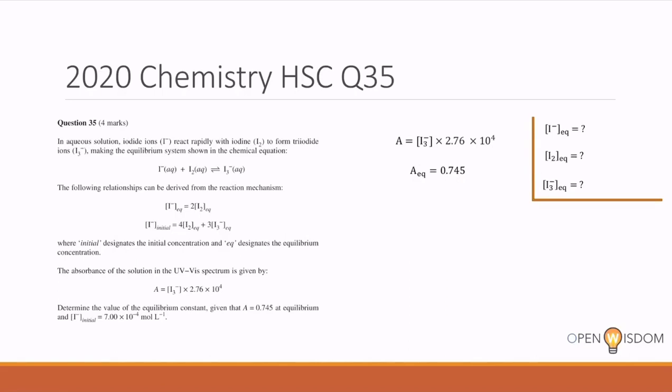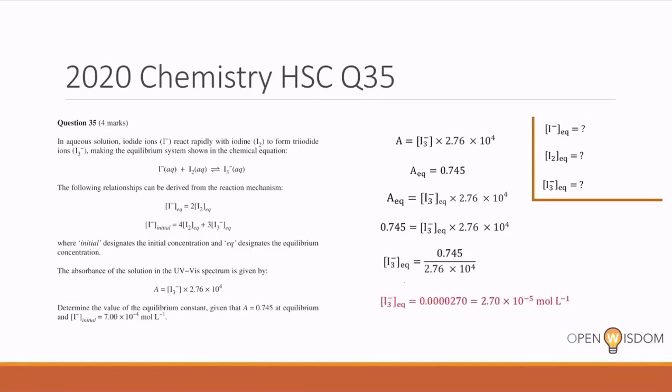So we're going to rewrite this equation, and then we can plug in 0.745 for AEQ. We can rearrange it to make the triiodide concentration the subject, and then work it out, and we get this answer. One thing that is very important when you do questions like this is that when you write your answers down, you write them to the appropriate number of significant figures, but you keep the whole number in your calculator, and every calculation that you do, you use the number in the calculator.